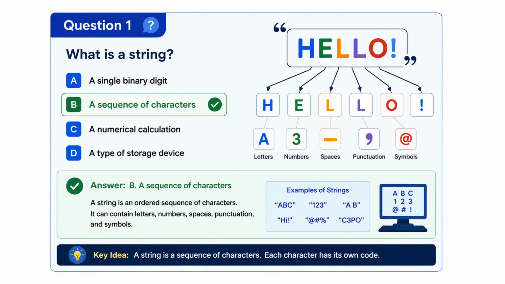A sequence of characters. A string is an ordered sequence of characters. For example, hello is a string. Each letter is an individual character. But strings are not limited to letters. They can also contain numbers, spaces, punctuation, and symbols. So remember, a string is a sequence of characters, and each character can have its own character code.